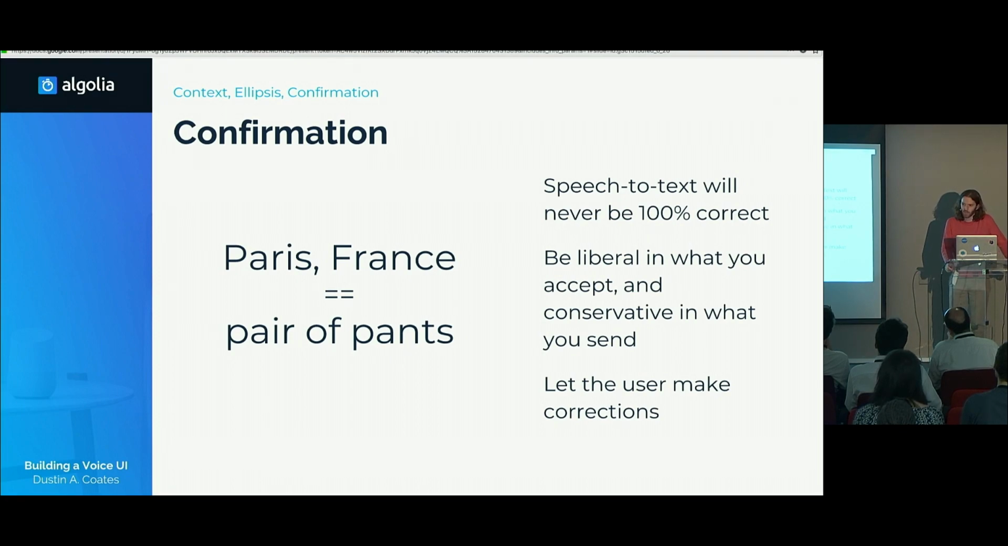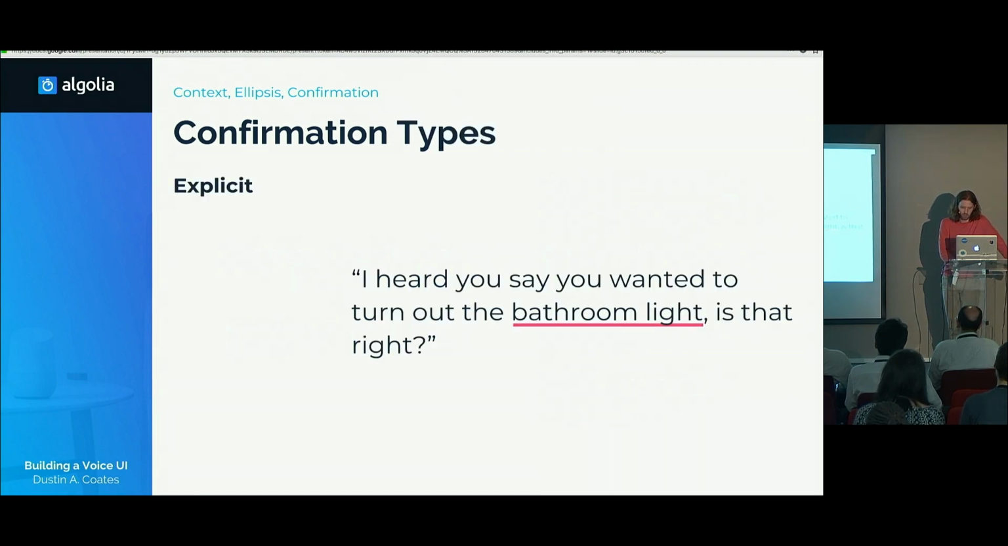Confirmation is something that is incredibly important as well. We do this pretty well face-to-face. "Hey, sorry, I didn't catch that. Can you repeat it?" Speech-to-text will never be 100% correct. Right now, it's at about 95% correct, which means that 1 out of every 20, up to 1 out of every 10, you might have mistakes. And you want to let the user make corrections.